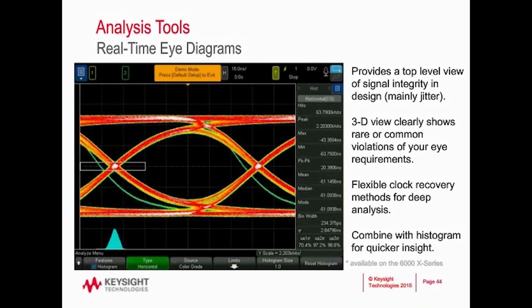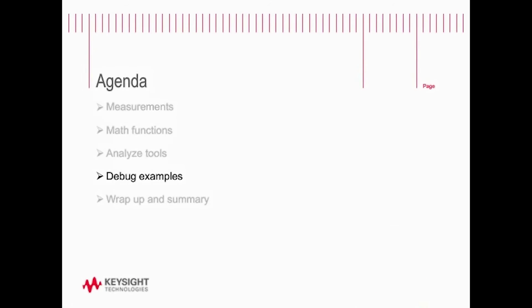Here we're looking at a distribution of edge crossings on our eye diagram. And here we're seeing a Gaussian distribution that's telling us that there's no deterministic jitter on the signal. We'll dive more into that in our next section coming up, which is our debug examples. So let's jump into those.